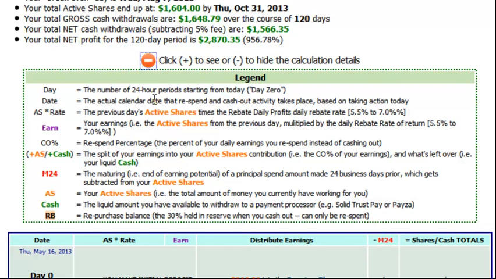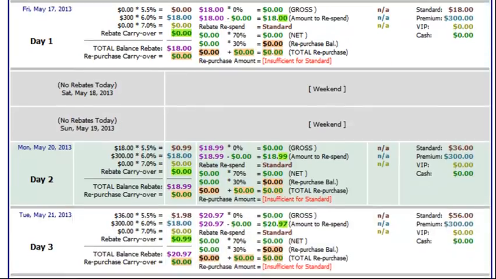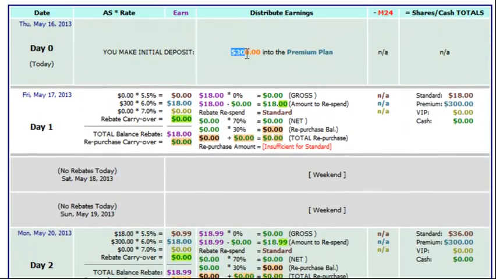Explains what everything means. You can read the legend on your own, but if we scroll down and look at day one, remember we started with $300, and the premium plan pays 6% a day for 24 days. So if we put in $300 tomorrow, Friday, the exact same time that we put the money in on Thursday, if we log in 24 hours later, we're going to see that we earned $18 on that $300.